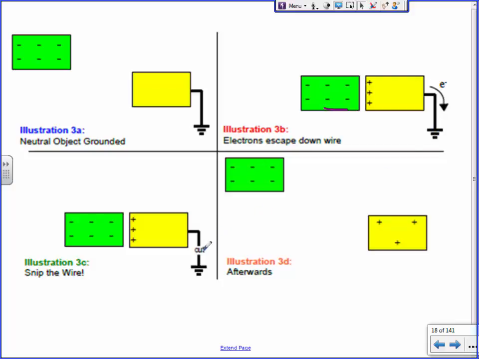Well, then if I cut that wire, all of those electrons are now gone. As an example here, this would be me needing to send my dog outside to go pee when it's really cold outside.